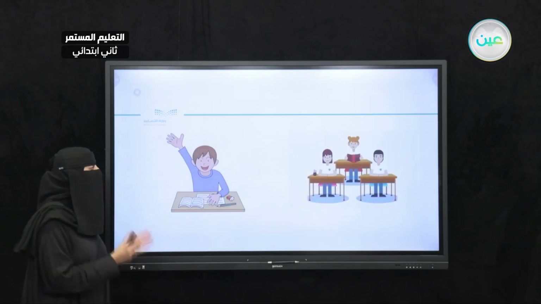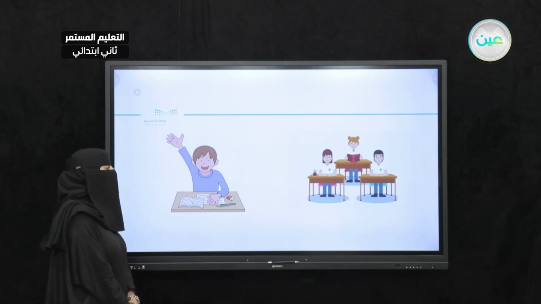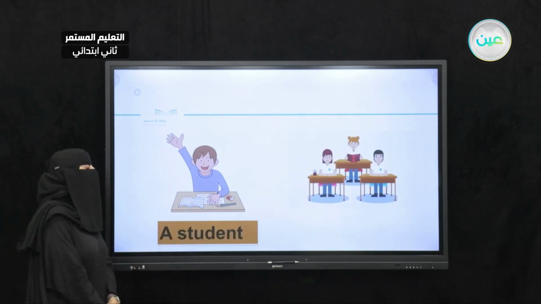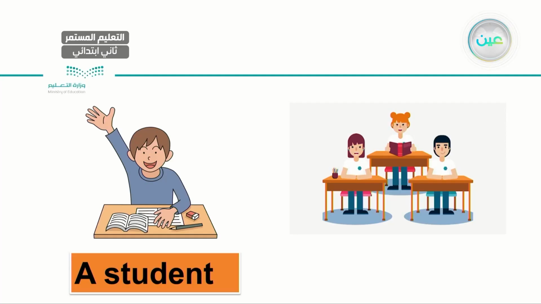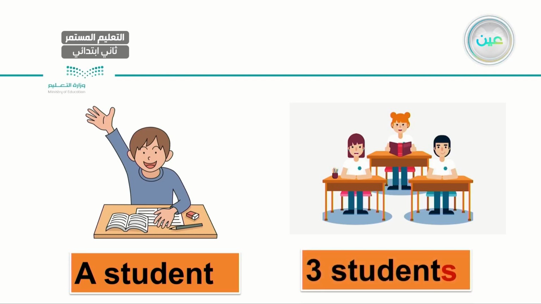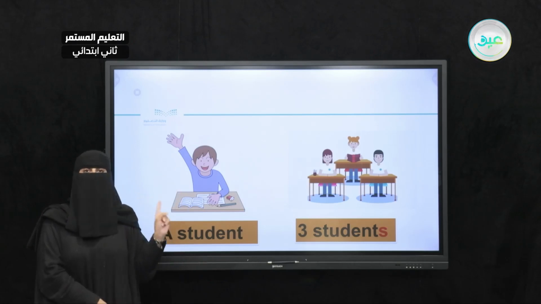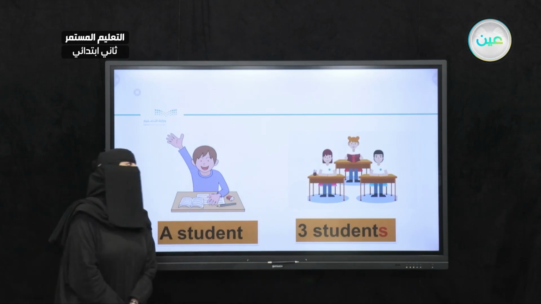Let's move to the next one. Now, how many students can you see? To your left, I can see a student. A student, just one, a student. But to your right, how many students can you see? How many? 1, 2, 3. I can count 3 students. 3 students. So I have singular, a student, plural, 3 students. Very good. Let's go to the next one.